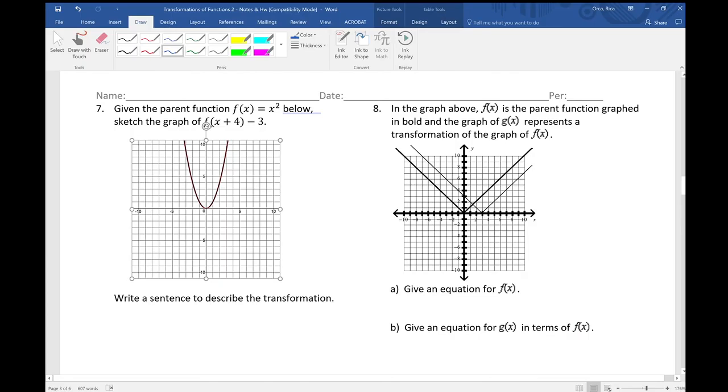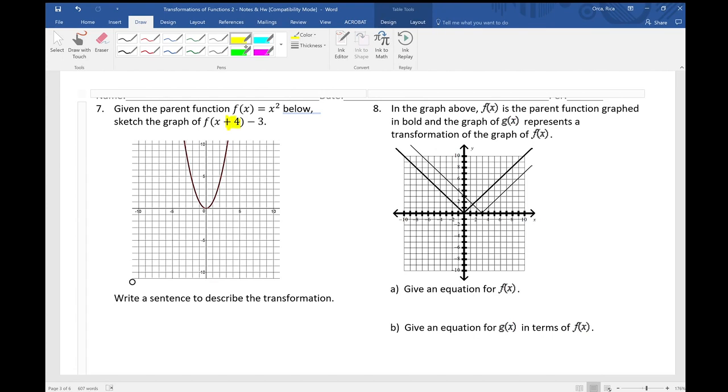Problem number 7. Given the parent function f of x equals x squared below, sketch the graph of f of (x plus 4) minus 3. Let's analyze what we have. We have the plus 4, which is inside our parentheses. That's our h value. And remember, h is a hypocrite, so let's do the opposite of the plus 4. Instead of going 4 units to the right, the graph is going to move 4 units to the left.